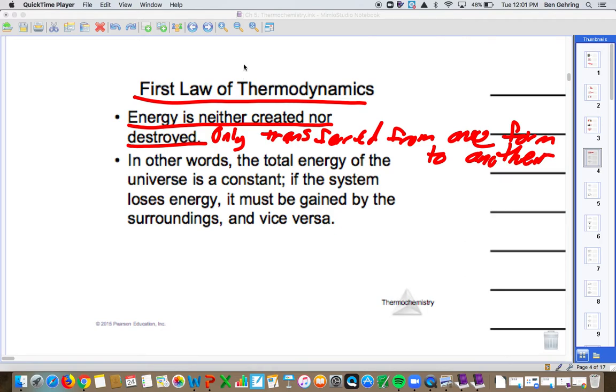So in other words, the total energy of the system, the energy of the universe, is constant. It can go from one form to another. It can go from system to surroundings, but it has to be picked up somewhere. So if the system loses energy, then your surroundings must gain that energy, and vice versa. So it always goes, one goes up, the other goes down.